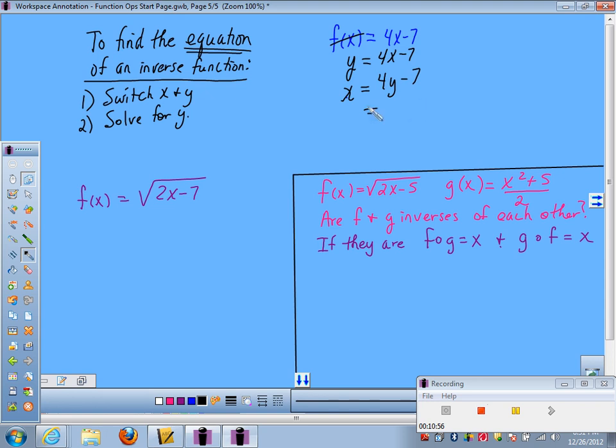Well, okay, I need to add 7 over. That will leave me with 4y. How do I get rid of the 4? I divide by 4. And I'm now down to y equals.